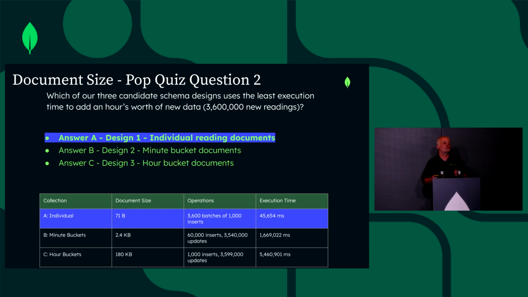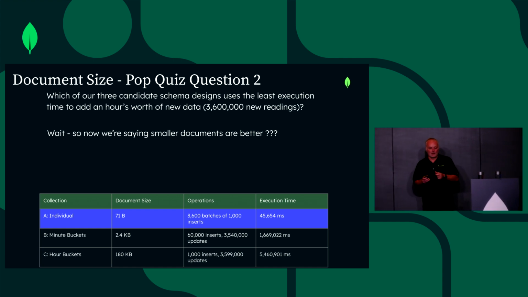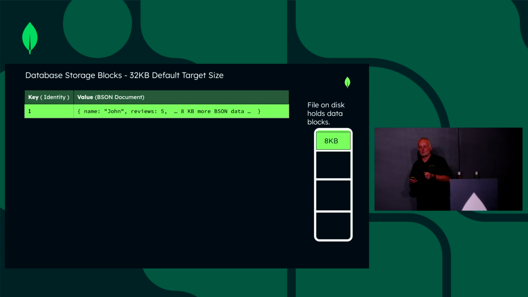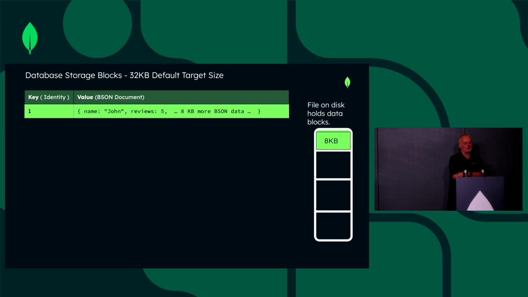And you're having to compress the data. So if you've got a 100 kilobyte document and you make the smallest change to it, you've got to compress 100 kilobytes and then write 100 kilobytes back to disk. Or at least that's what MongoDB is having to do behind the scenes. Okay, so now we're saying smaller documents are better. So to understand how this works, let's look a bit at how caching works in MongoDB.